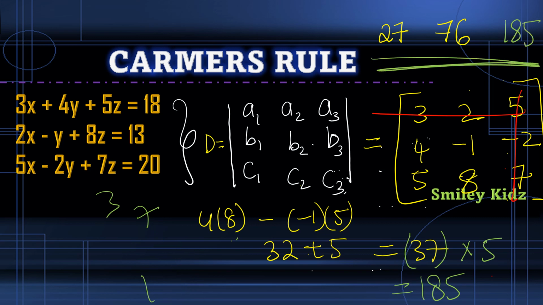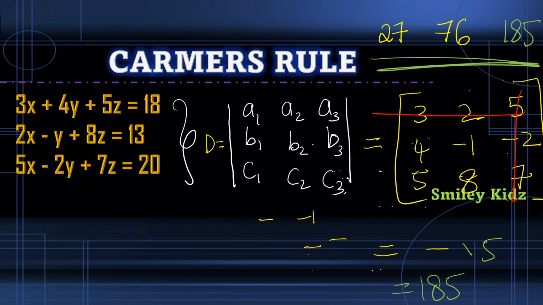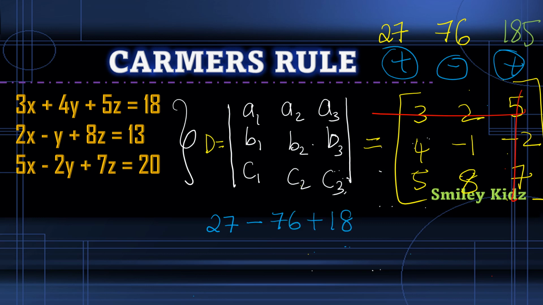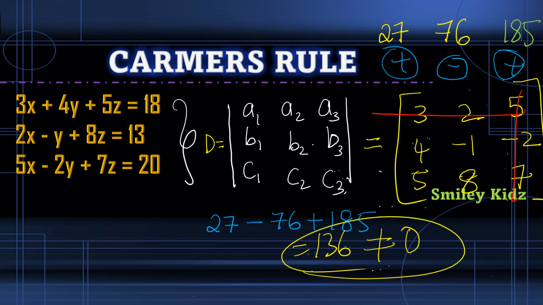Now let's perform the table work. Alright, do you all remember the signs? We had plus, minus, plus, isn't it? Plus, minus, plus. Alright, that is going to be equal to 27 minus 76 plus 185. Now this is equal to 136. Alright, now 136 is not equal to 0, isn't it? So we can solve these three equations using Cramer's rule. That is the condition. If determinant is 0, then you cannot solve these equations. Alright. Now let's solve them.